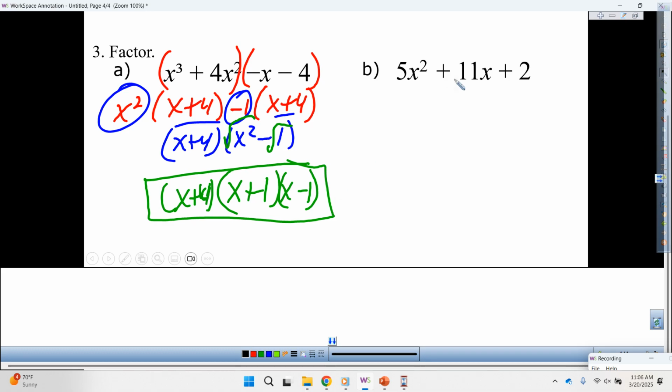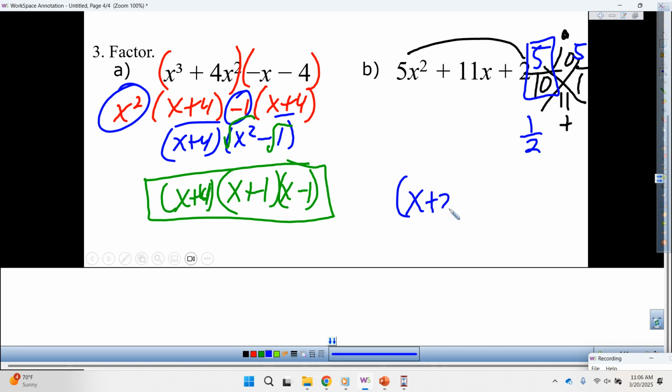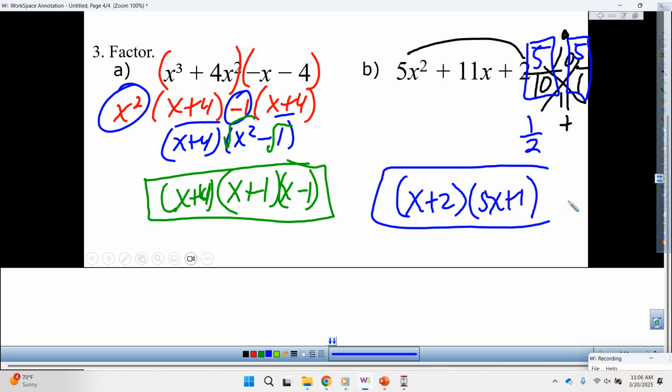All right, let's go to this one. That's 10, 11. Factors of 10 that add up to 11 is 10 and 1. But we have a coefficient of 5. 5 here and 5 there. Can we simplify this fraction anymore? Yeah, divide by 5, so it's 1 over 2. So my factor is x plus 2. Can I simplify that one anymore? 5 over 1? No. So it's 5x plus 1. Oh, yeah, we got this, Enrique. All right, let's go to number 4.